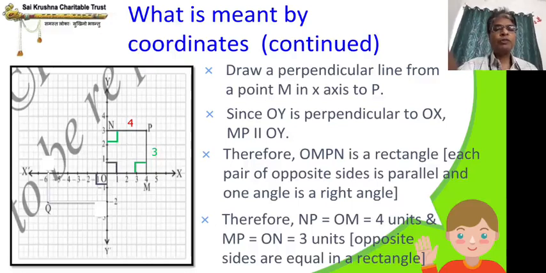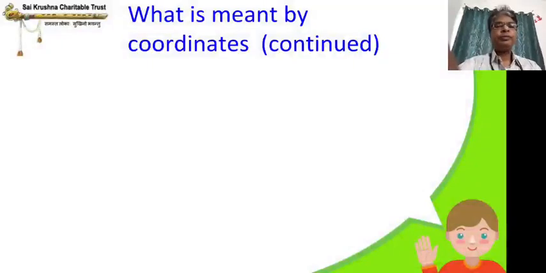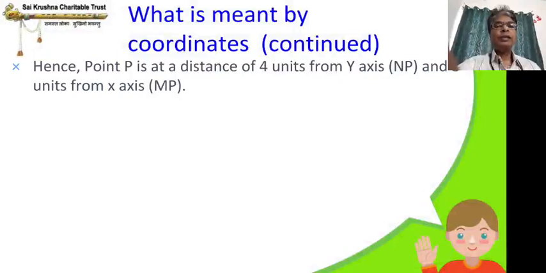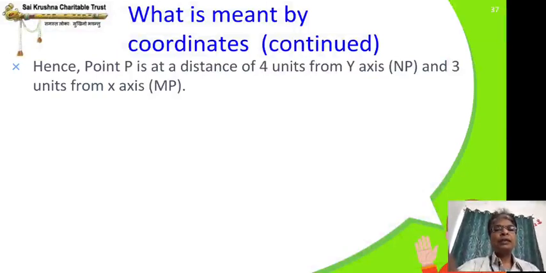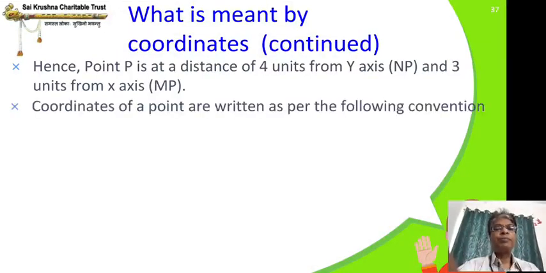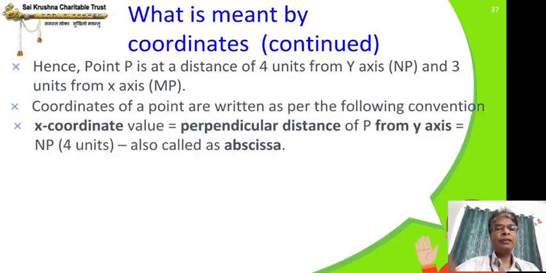So you can note down these points and then we'll go to the next page where we will further understand how to mark the coordinates. So hence point P is at a distance of 4 units from y-axis, NP, and 3 units from x-axis, that is MP. Coordinates of a point are written as per the following convention. So now we have understood how to find out the points and they are written in the following manner.